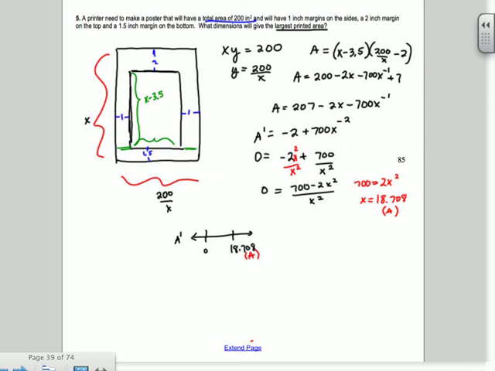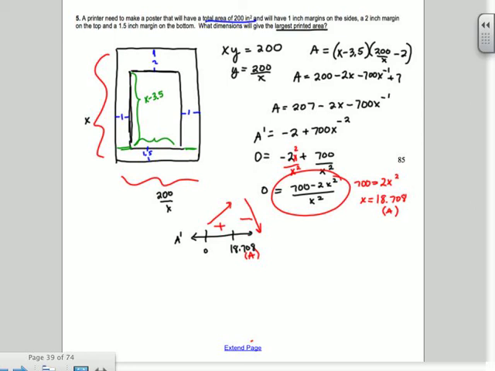Okay, now we're testing in the derivative. So you can test right here if you want. You're going to test like 1. So 700 minus 2 all over 1. So that's positive. And if you test anything more than 18, it would be negative. So it's going up and then down. That's why you're maximizing, because that's a maximum point there. It was increasing then decreasing.